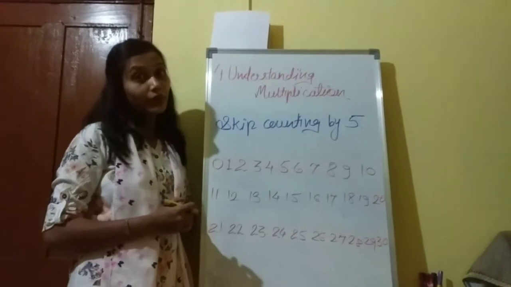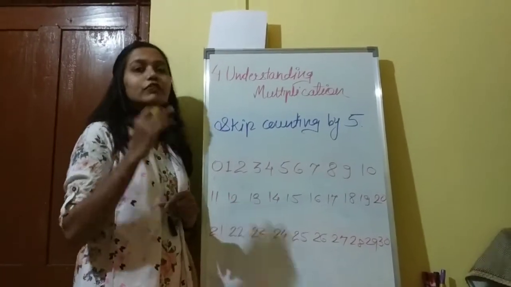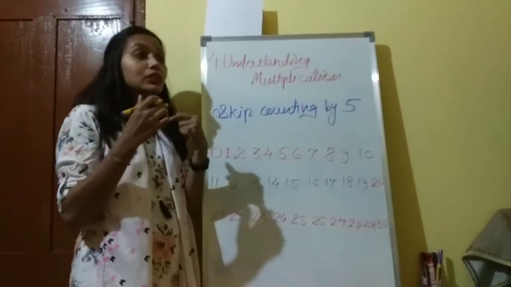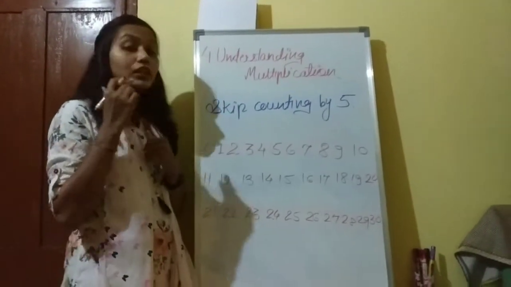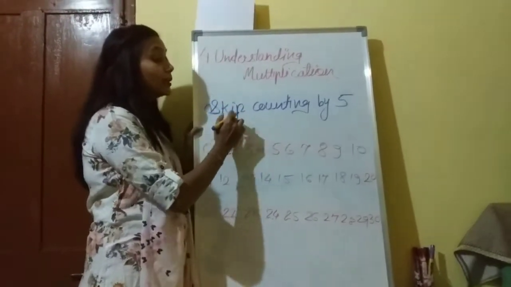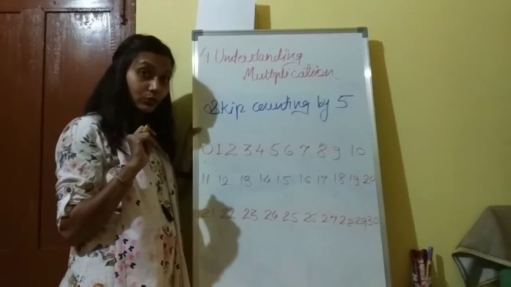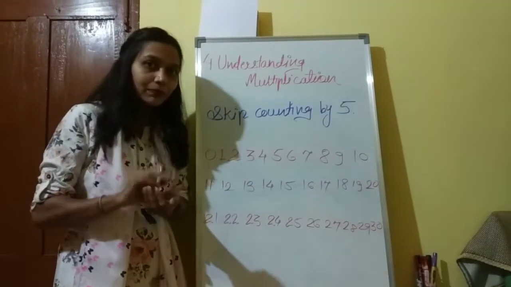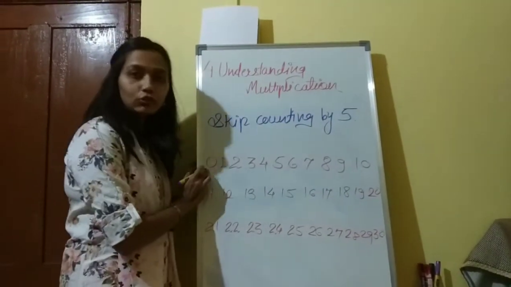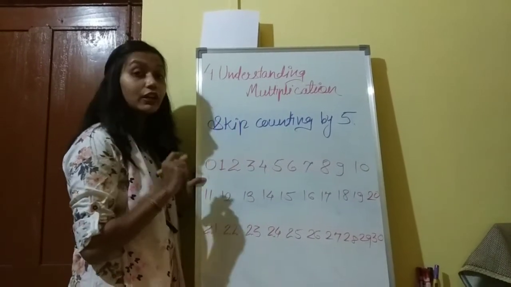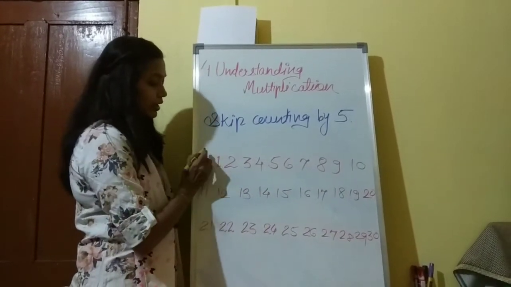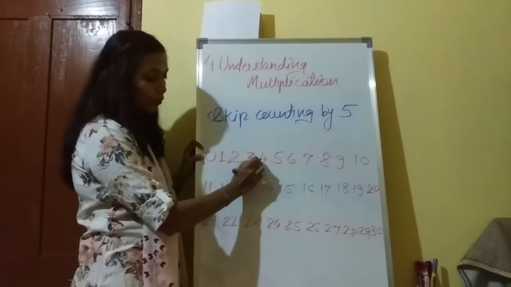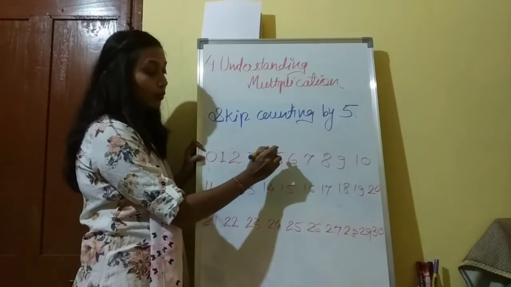Children, in skip counting by 2, what did we do? We skipped one number and jumped on the second number because we were doing skip counting by 2. Now here we are doing skip counting by 5. So what will we do? We will skip 4 numbers and jump on the 5th number. Let's see. If we are on 0, we will count 4 numbers. Here we are on 0. 1, 2, 3, 4. We have to skip 4 numbers and jump on the 5th number.